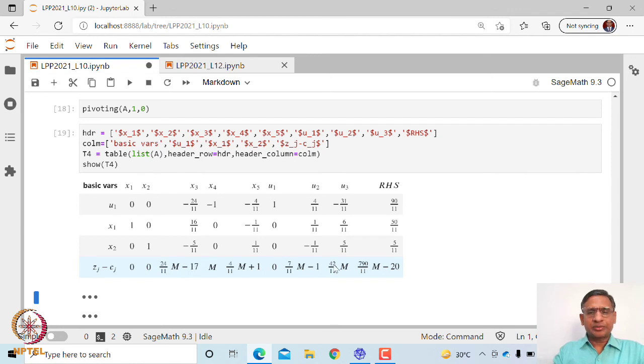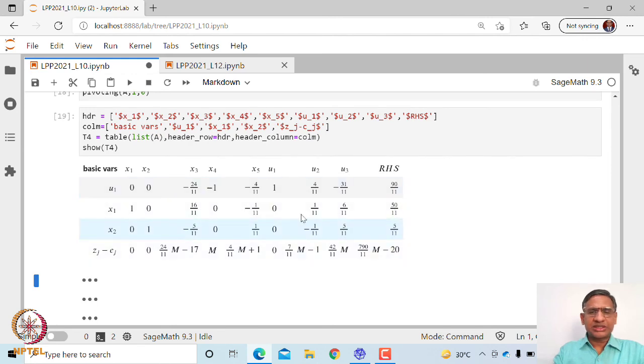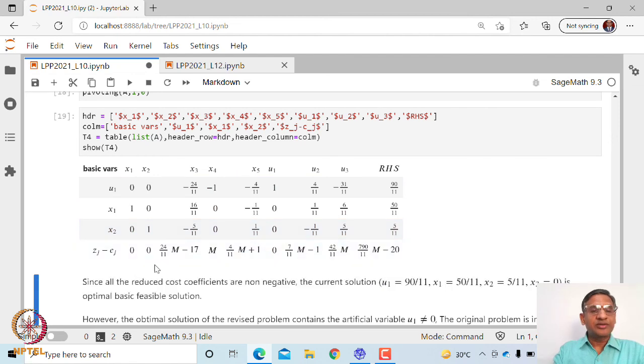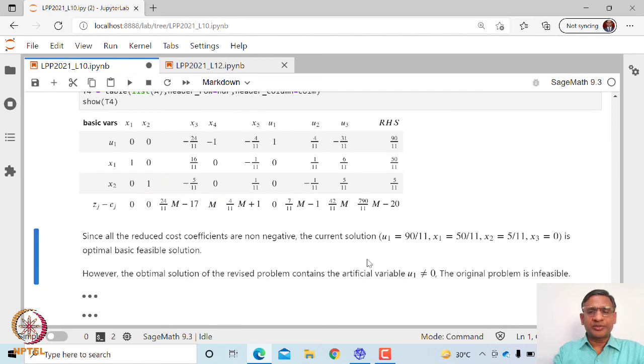Now you can see here all the reduced cost coefficients have become non-negative, and the right hand side is also non-negative. So we have found an optimal solution for the modified problem. But in this case, u1, which is an artificial variable, is appearing in the basic variables, and it is taking a non-zero value, 90 by 11. That means, by one of the remarks, this problem has an optimal basic feasible solution for the artificial problem, but it contains non-zero artificial variable u1, therefore the original problem is going to be infeasible. Right? The original problem will be infeasible.